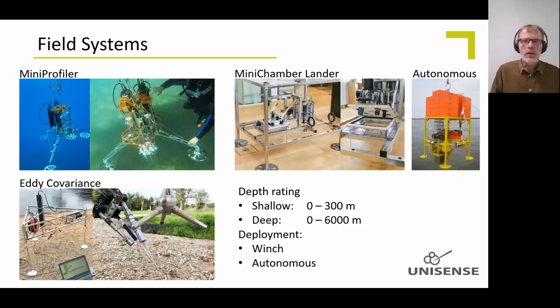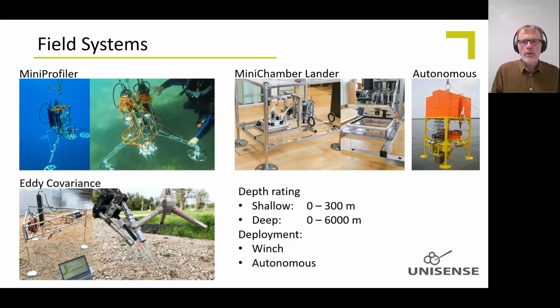So we have different options for field systems. As I mentioned, we have the mini profiler where you can do microprofiling in situ. Here's a diver guiding it into place. You can also just lower it from a boat. We have a mini chamber lander where there is a polycarbonate chamber that encloses a 30 by 30 centimeter area of sediment, so you can measure the fluxes in and out of the sediment. You can measure with sensors, but you can also take water samples, up to 12 samples during an incubation. And then we have the eddy covariance, where the flux of oxygen past the tip of the sensors is measured and calculated. I'll just mention that in a moment.